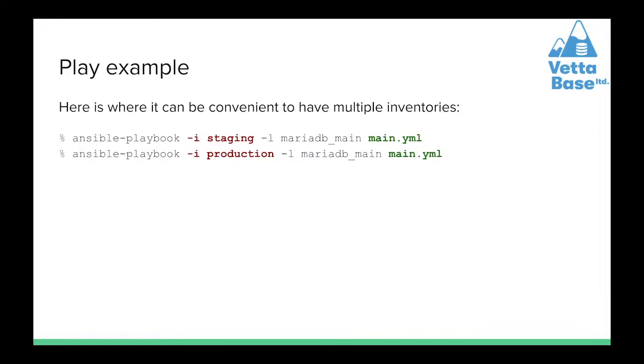Here you can see another example. The first command is the same as before. The second command is almost the same. But in the first case, we are using the staging inventory. In the second case, we are using the production inventory. So as I explained before, with a very simple change, we are deploying to different environments.